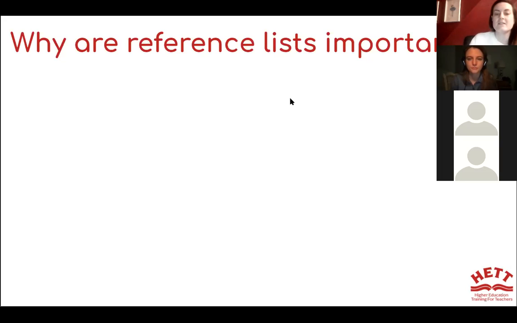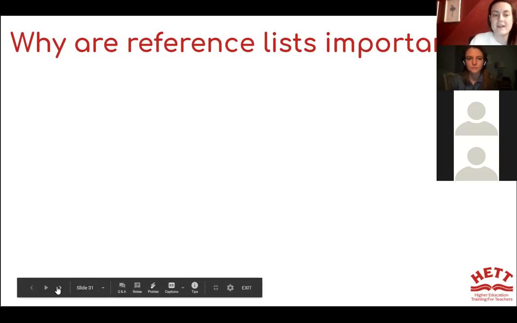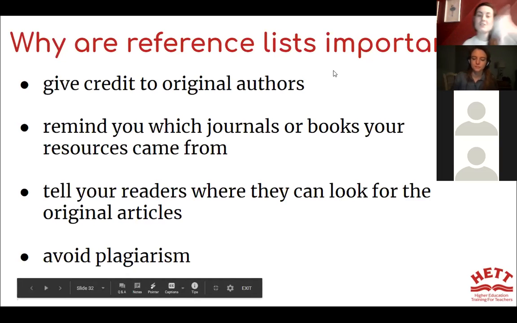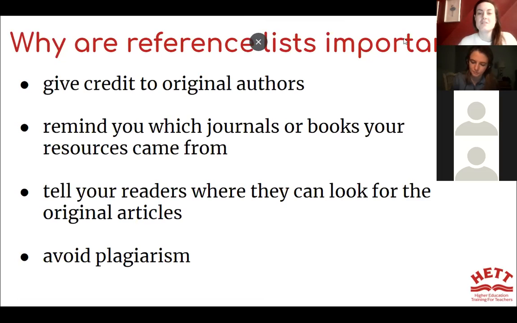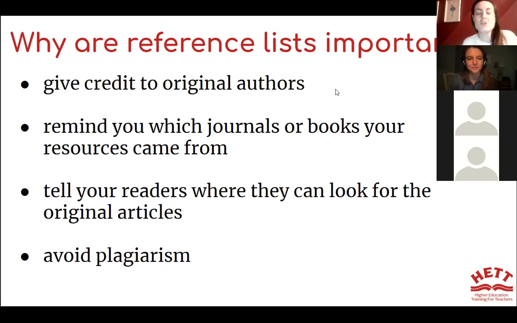Yeah, to guide the reader where to look for the original information. Good. Yes. To give credit to the original author. So you want to be like, hey, this person did this awesome research paper. Here's where I pulled my information from. Reminds you which journals or books your resources came from. Tells your reader where they can look for the original articles. So maybe if they want to know more, they know where to look. And it avoids plagiarism.